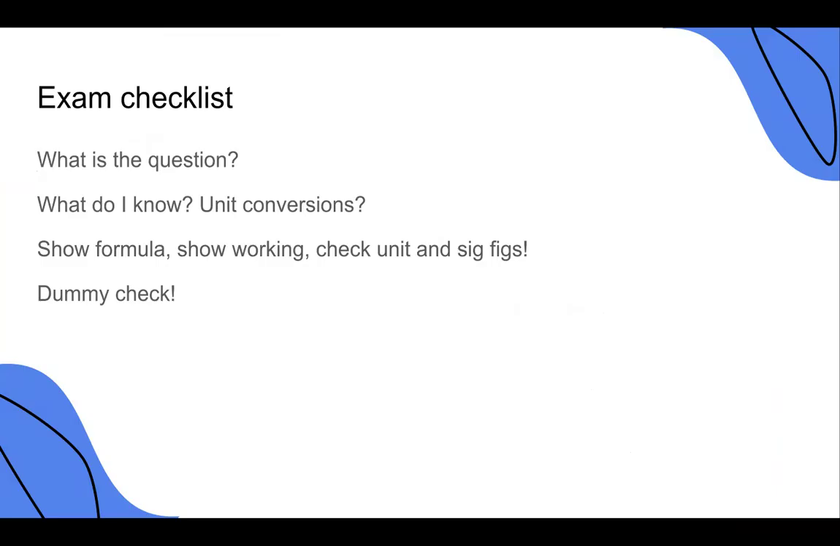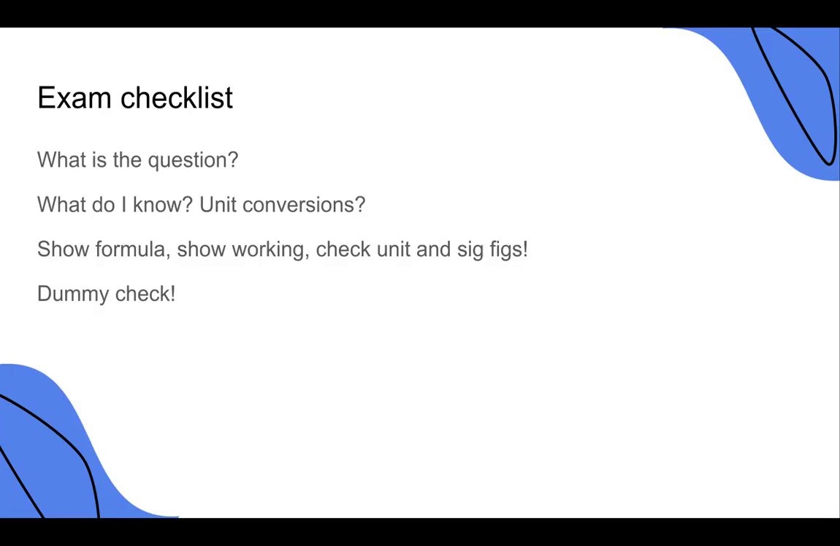When you walk into an exam and you start reading a question, there's a checklist. What is the question? I would go around using a highlighter to highlight what information it requires from me. And then what do I know from the question? What information is given? What unit conversions do I need to do? And then when you're trying to work out the answer, make sure to show formula so you don't confuse yourself, show working so you don't confuse your examiner.